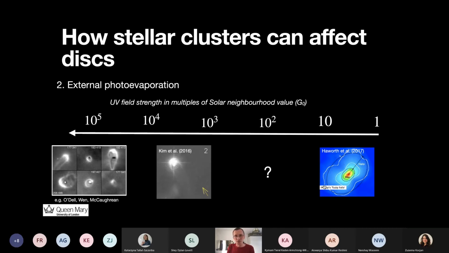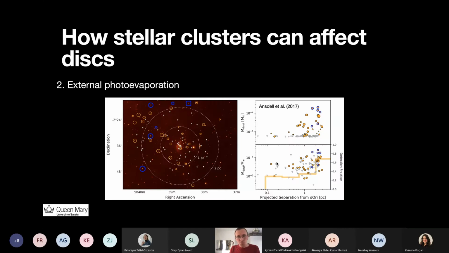And then in the middle, in this sort of intermediate regime, we have no idea what to look for, because it probably shouldn't look like a proplid, but you know, we don't know what to look for to find evaporation here. And that's something I'll be addressing a bit later.